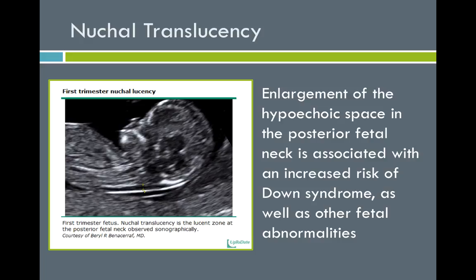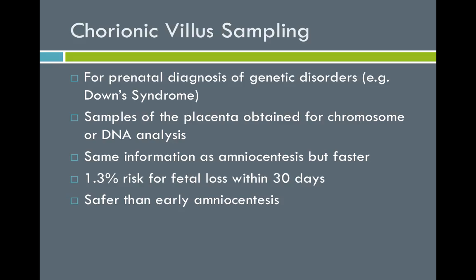So looking at these tests in turn, first trimester nuchal lucency test, you can see the lucent zone in the neck, in the posterior neck here. Enlargement of this space in the posterior neck is associated with an increase in risk of Down syndrome, as well as some other fetal abnormalities.